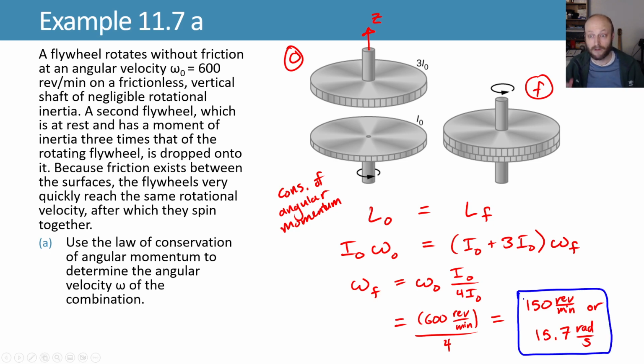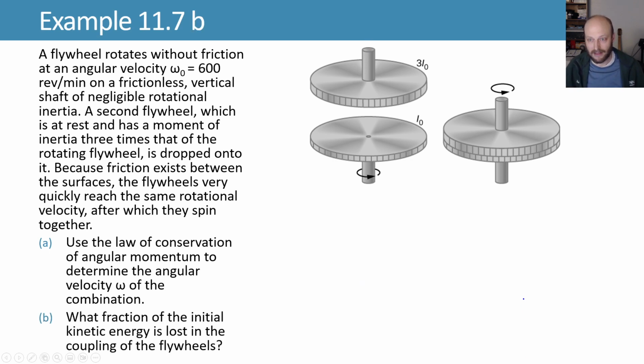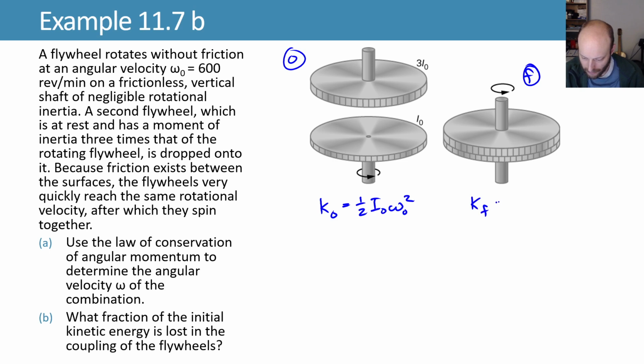Let's consider part B. What fraction of the initial kinetic energy is lost in this coupling? Here, we have to calculate our rotational kinetic energy. We'll say that initially and finally, we have different rotational kinetic energy, and we expect that we've lost some energy to friction, that it's changed from mechanical energy into heat via friction. Initially, we had 1/2 I naught omega naught squared. And then finally, we have 1/2 4I naught times omega final squared. And we just found what omega final was.